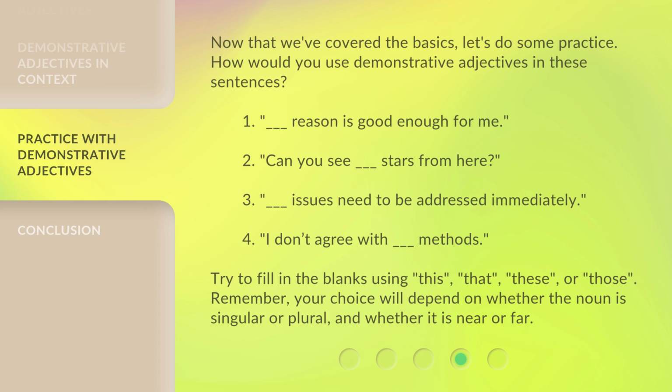Try to fill in the blanks using this, that, these, or those. Remember, your choice will depend on whether the noun is singular or plural, and whether it is near or far.